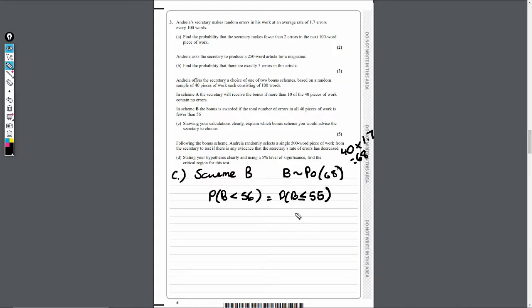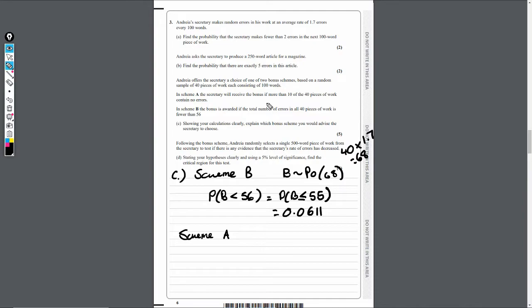So my average rate now is 68. All you've got to do is put this on your calculator. This is a good thing about this question: there's a lot of calculator work, and as long as you've got the graphical calculator, it makes this nice and easy. If you put this on your calculator, you get 0.0611. So that's scheme B, and we've got the probability there. Let's get scheme A now and work out the probability for that. Scheme A is saying they only receive the bonus if more than 10 of the 40 pieces of work contain no errors.